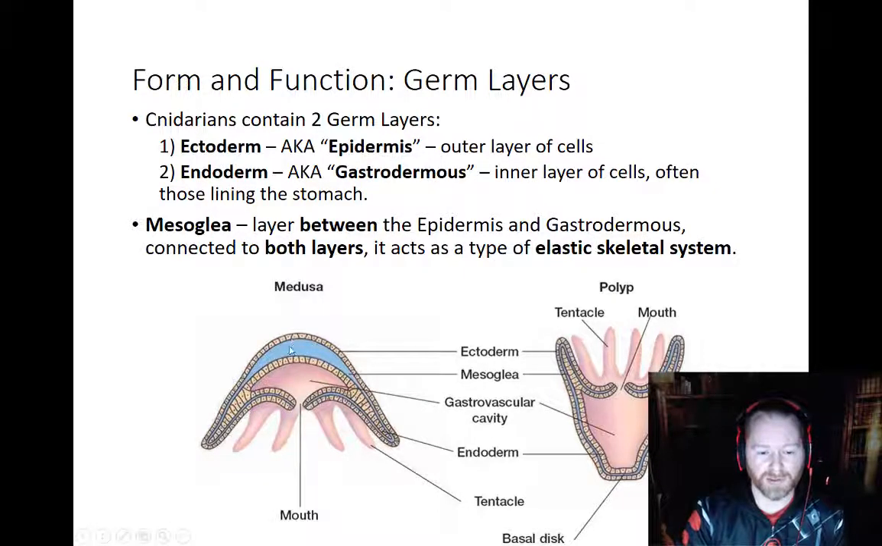So ectoderm on the outside, endoderm, which is the gastroderm, which is the lining of the gastrovascular cavity, and then there's the mouth and anus. And you can see the same thing on the polyp. Notice though, there's a lot more mesoglea in the medusa than there is in the polyp, which is one of the defining features of some of our classes.